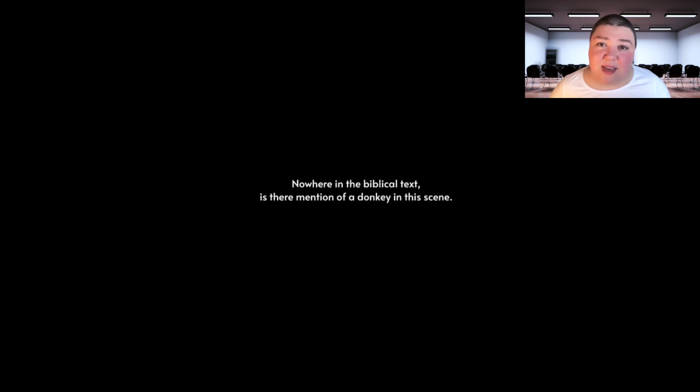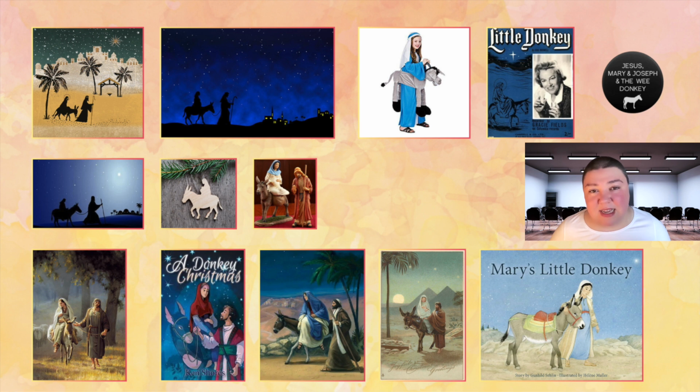Yet nowhere in the biblical text, in any of the four Gospels, is there mention of a donkey in this scene. No mention of Mary riding on any sort of animal. But that mental image has been cemented in the imagination of many of us because of artistic depictions and Christmas cards, sermons and songs. The truth is that Mary could have been riding on a donkey, and she could have been walking. She might have been riding in the back of a drawn cart. Joseph might have needed to carry her. She may have already had contractions beginning on the road. We simply do not know.